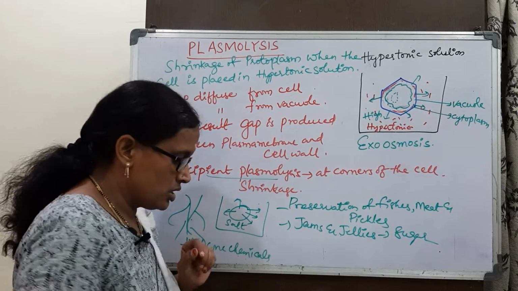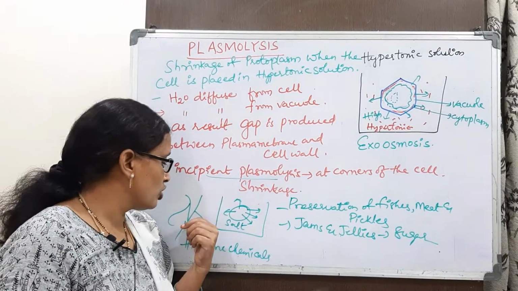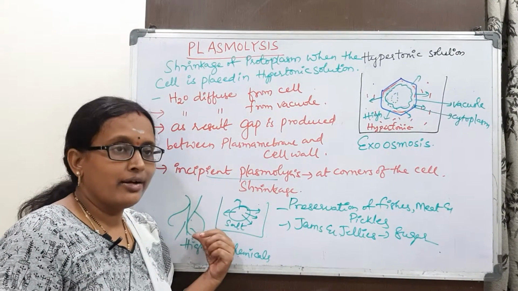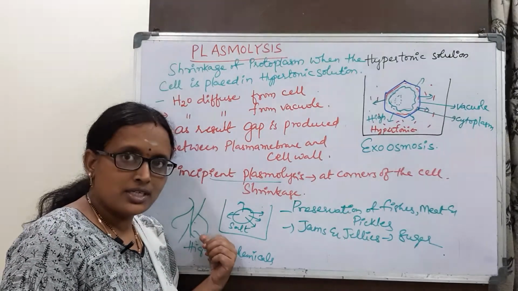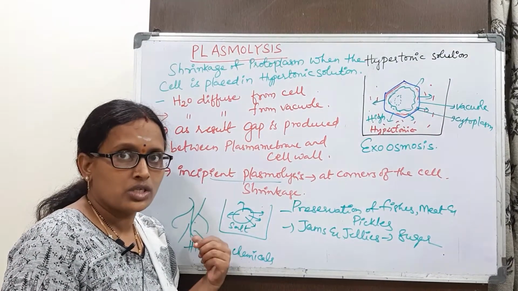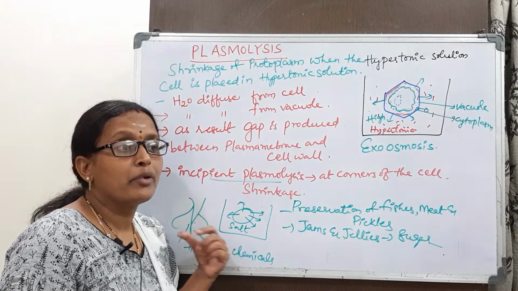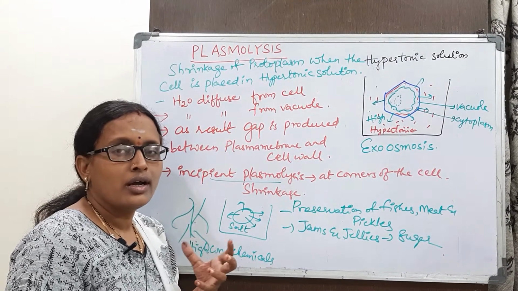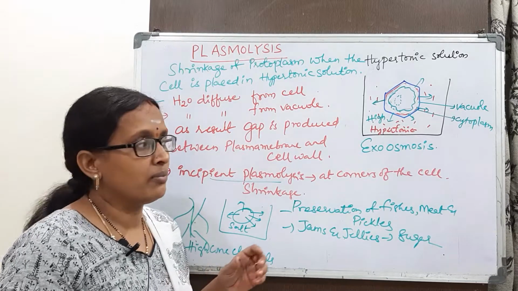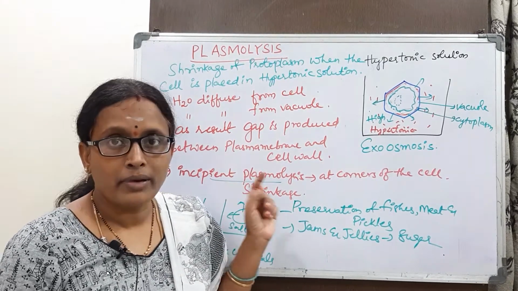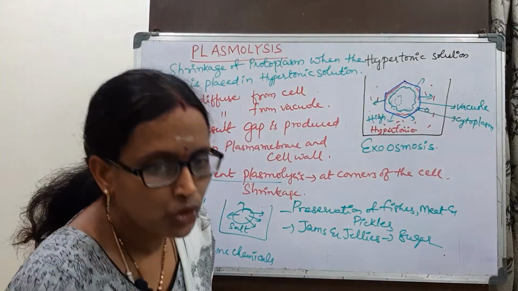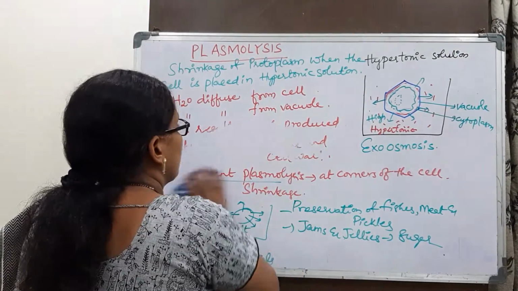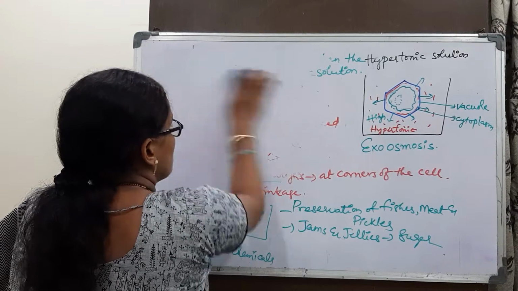So that may cause the browning or death of these roots. When you create the high concentration, ultimately water from the inside has a chance of coming outside, so browning of roots or death of the roots takes place. This is about plasmolysis, shrinkage of protoplasm when kept in the hypertonic solution.